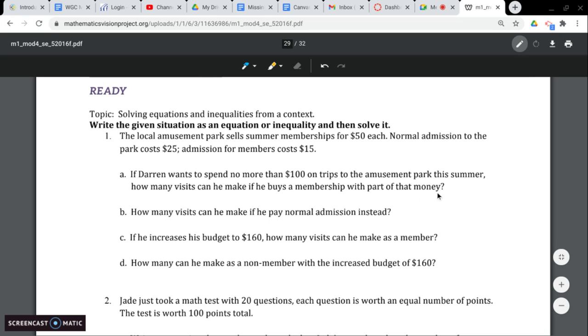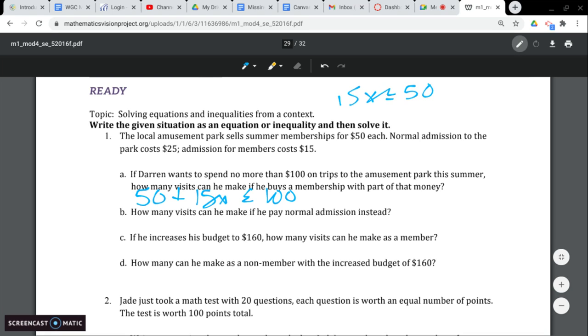So our equation that we need to set up for this, we know that it's going to cost $50 for the summer membership plus $15 for every time he goes, and it's going to be less than or equal to 100 because he doesn't want to spend any more than 100, but he will spend 100. So if we solve this, 100 minus 50 is 50. So now we have 15x is less than or equal to 50.